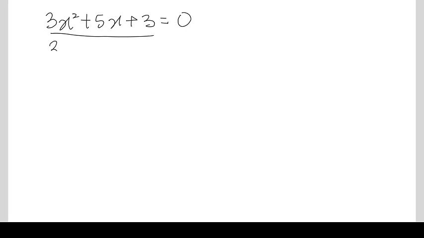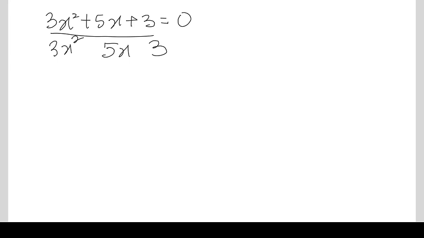So in other words, it means if I have 3x squared plus 5x plus 3 equal to 0. This is an equation. What type of equation is this? This is a quadratic equation. And at the same time, it is a trinomial because it is having 3 terms. And the 3 terms are 3x squared, 5x, and what? And 3. So these are the 3 terms that make up this trinomial that I've written.